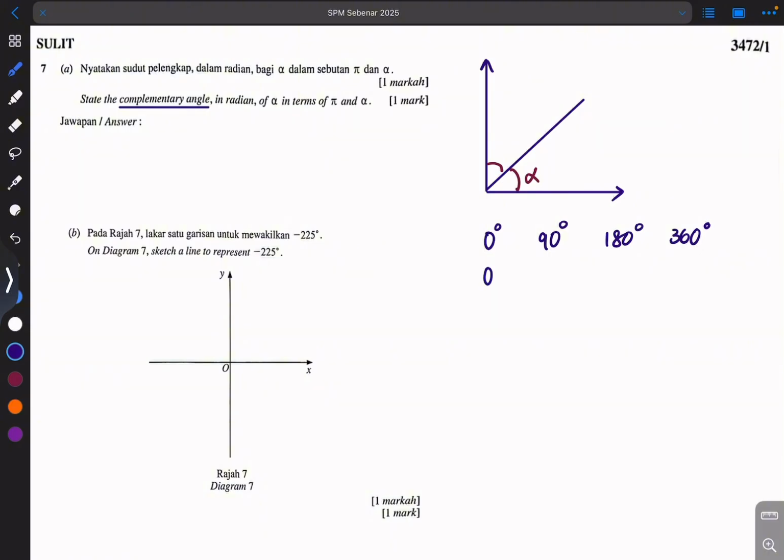So 0 is just 0 radian. 360 is equal to 2 pi radians. So 180 is half of this. 90 is half of this. So 90 degrees is pi over 2 radians. So in this case, it will be pi over 2 minus alpha. So the answer is pi over 2 minus alpha. Done.